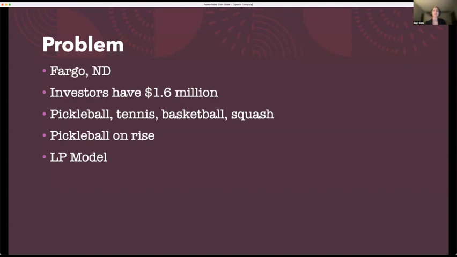In this hypothetical problem, investors have $1.6 million to invest in a sports complex with a combination of pickleball, tennis, basketball, and squash courts. The investors want to focus specifically on pickleball. This is because pickleball is just a tremendously fast-growing sport.